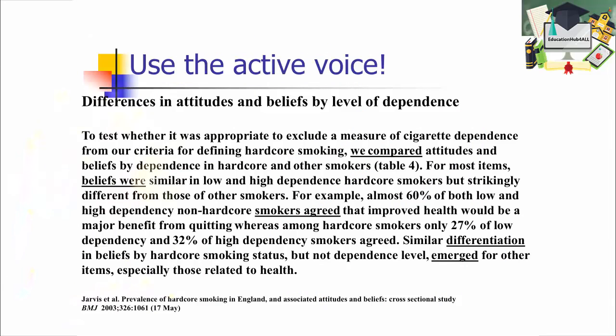Just to give you an example, notice that this study broke the results section into subsections with headings, which I've mentioned before can be helpful. This subsection is comparing attitudes and beliefs in smokers with low versus high dependence, as well as in hardcore smokers versus non-hardcore smokers. But notice the paragraph is in the active voice, as well as the past tense. So we compared, beliefs were, smokers agreed, differentiation emerged. It's nice and lively and easy to read, and the authors only used we once as the subject of the sentence. They were able to find other subjects. They talked about the smokers or the differentiation. So for the results section, use the active voice.